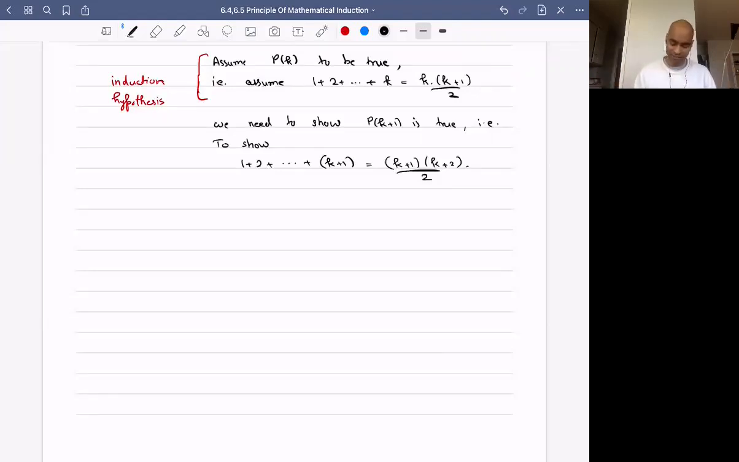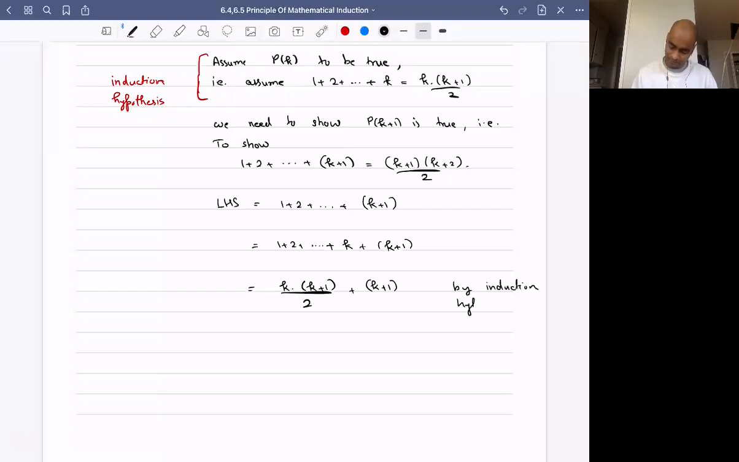So let's start with the left-hand side. The left-hand side is 1 plus 2 plus up to k plus 1. This is nothing but 1 plus 2 plus up to k, plus k plus 1. And now I'll use the induction hypothesis and replace 1 plus 2 up to k by k times k plus 1 over 2. I am assuming Pk is true. That's why I'm assuming that that statement is true, and I can do this. This is by the induction hypothesis. And then this simplifies.